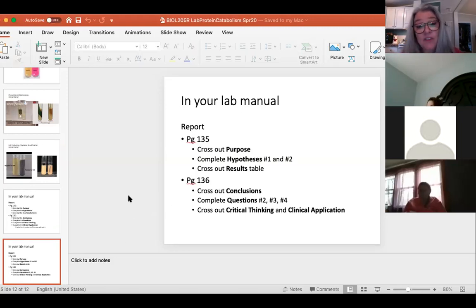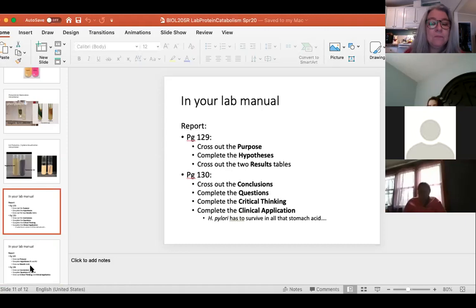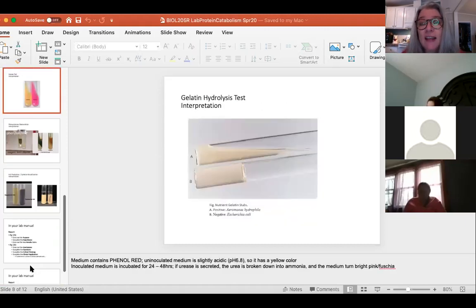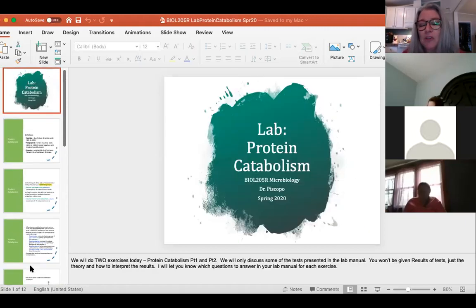So I haven't given you results today. I haven't shown you any results, but you really don't need them. All you need to know is how to interpret the test and what we're exactly testing for with these tests, okay? So I've got that up on Zoom for you, up on Canvas for you.